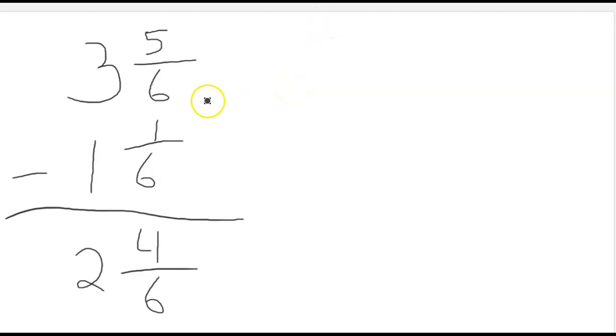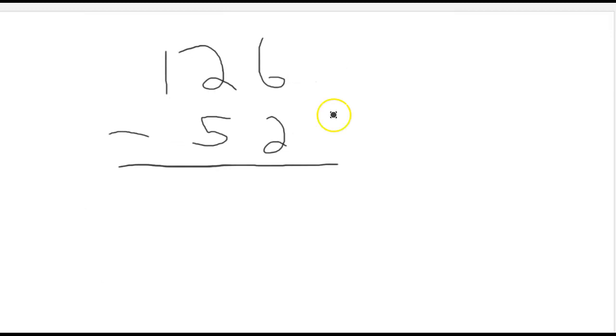What happens, though, if we had to regroup? What would happen if we couldn't take 1 away from 5? If this bottom fraction were bigger, we would have to regroup, just like when we subtract. So in this situation, we have 126 minus 52. 6 minus 2 is 4.